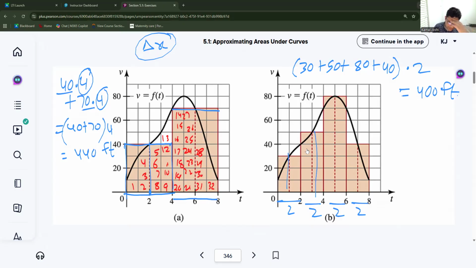Then we count those which are included more than half, and we ignore the ones which are included less than half. The idea being that if you count the ones that are included more than half, but ignore the ones that are included less than half, on an average they should balance out. So the positive error and the negative error would balance out. That is the idea. So which ones will I count?